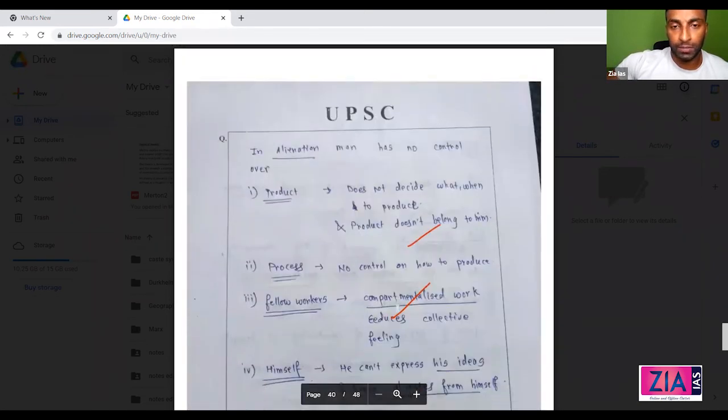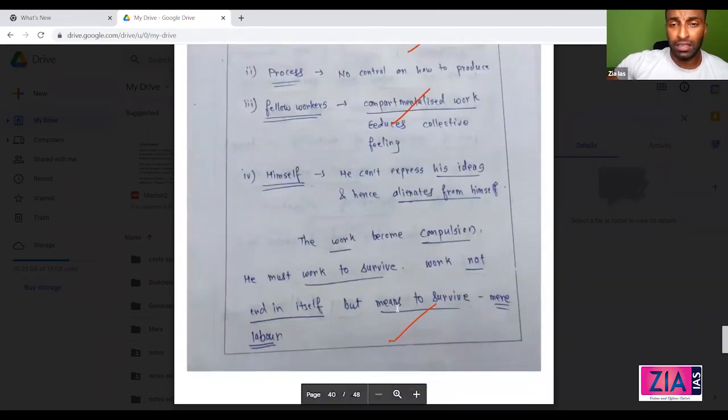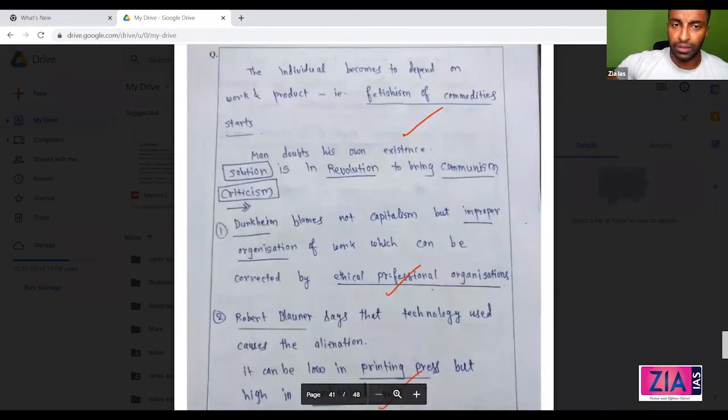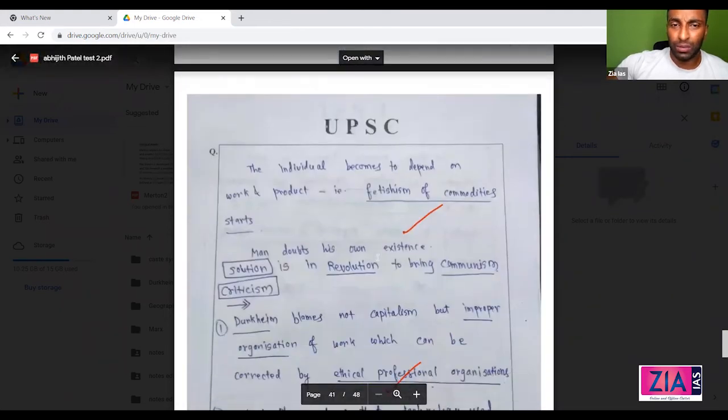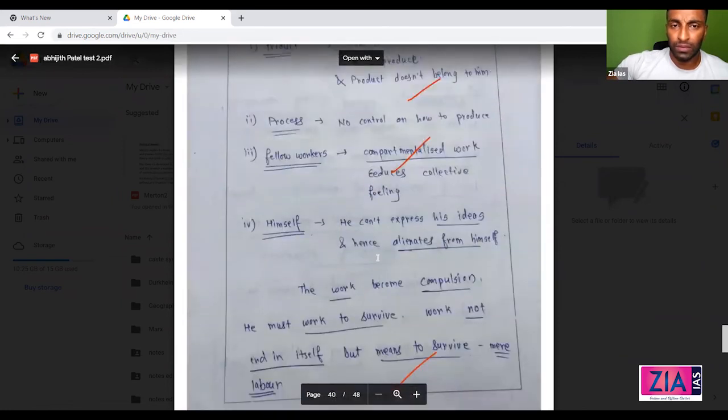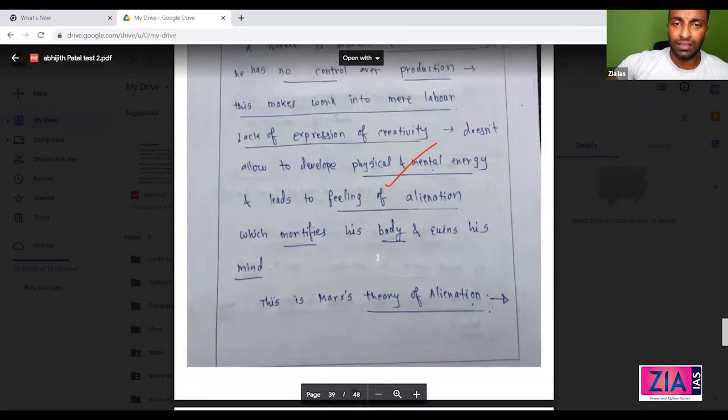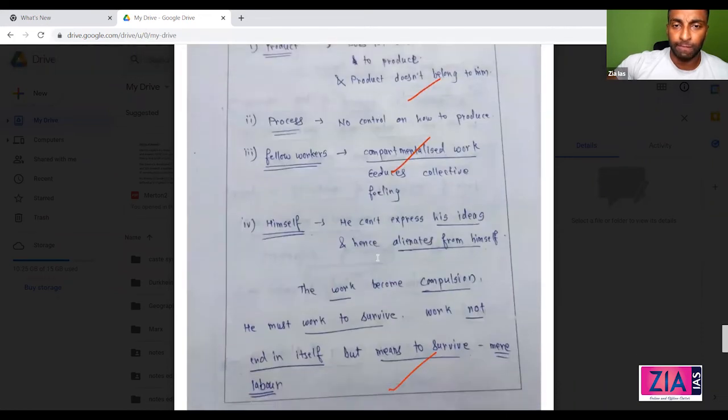This is alienation, right? Yes. Alienation, these are questions where you need to score really well. This is okay. You just mentioned what is alienation and types of alienation only.